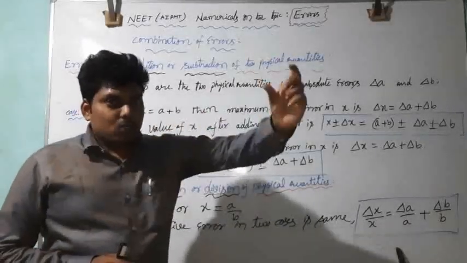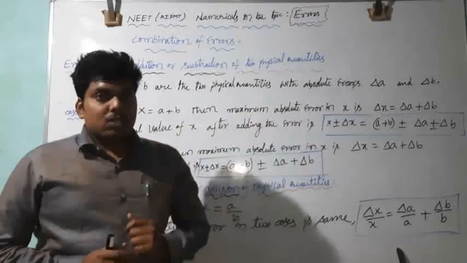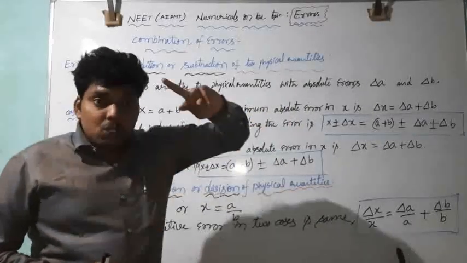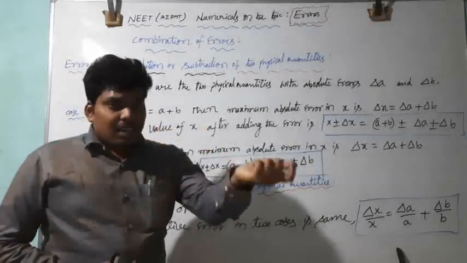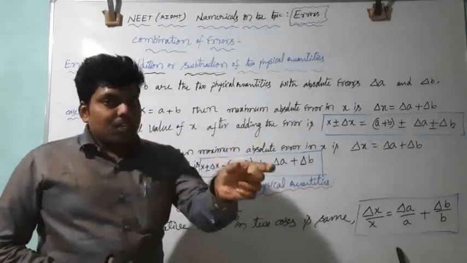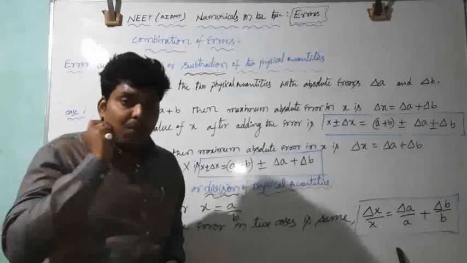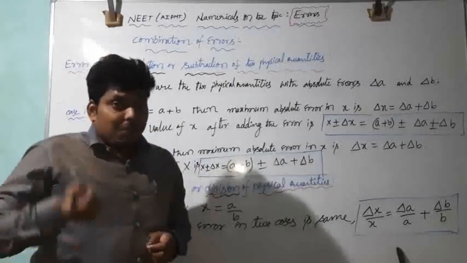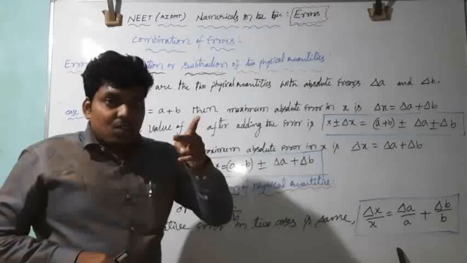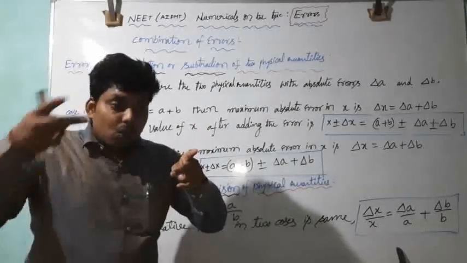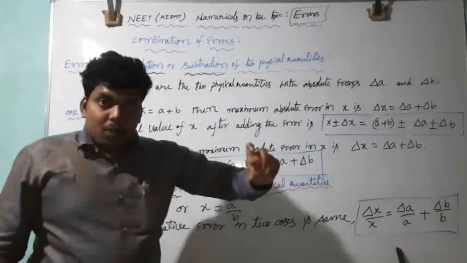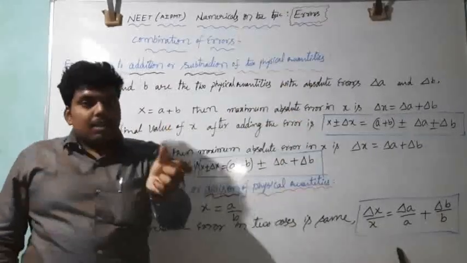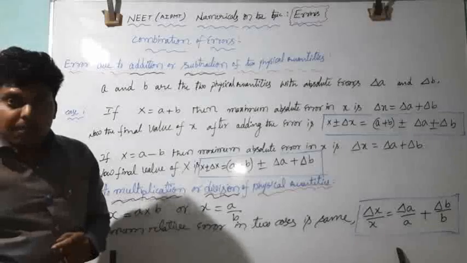In the displacement also a certain error is there. In the time also a certain error is there. These two quantities are having a certain error. Due to these two errors, we will get an error in the velocity. Velocity is the combination of two physical quantities. Those two physical quantities are having a certain amount of error. Due to that error, there will be the presence of error in the velocity.